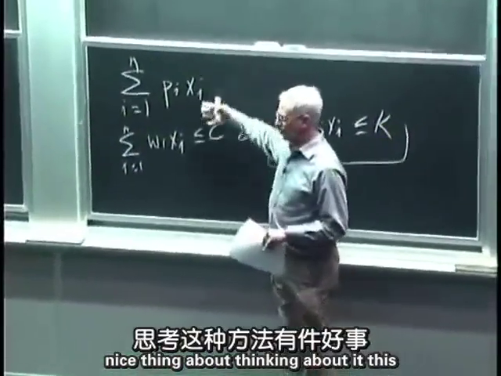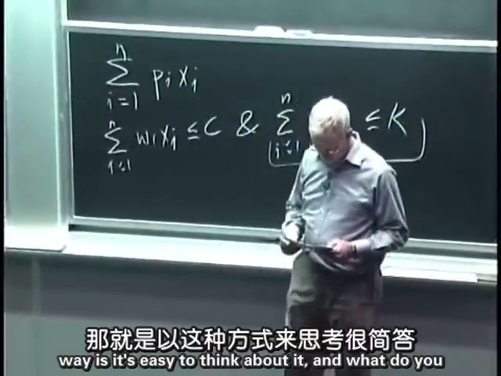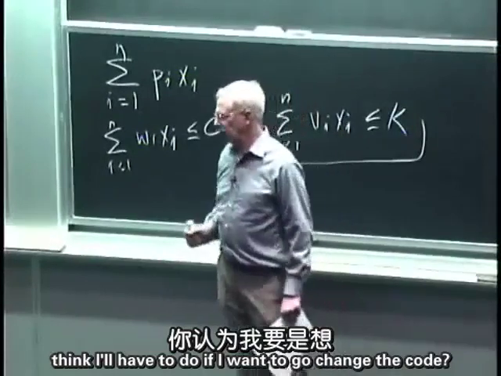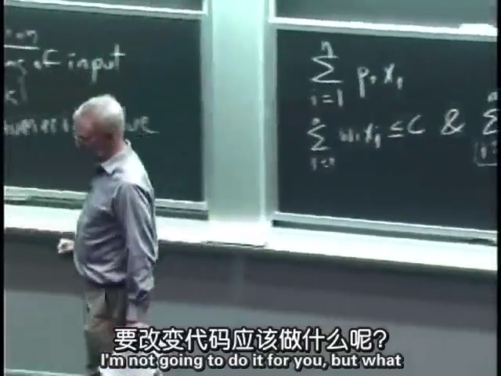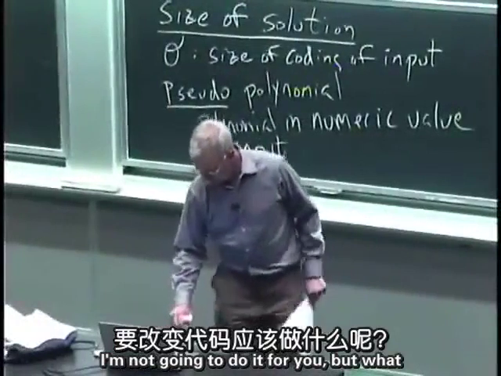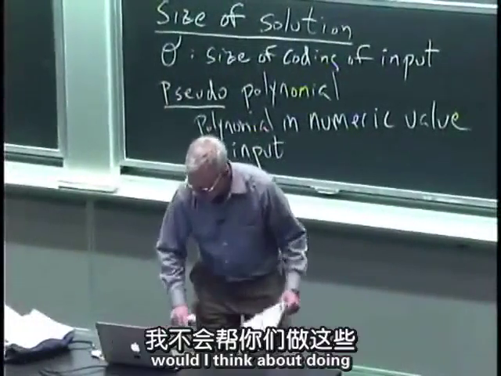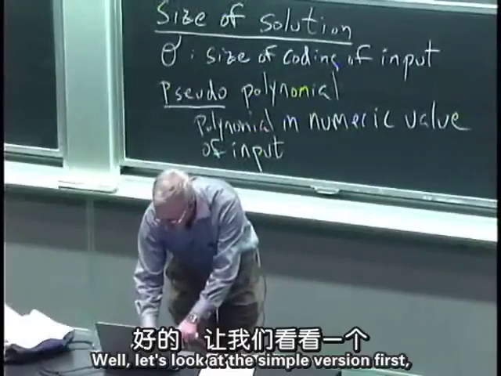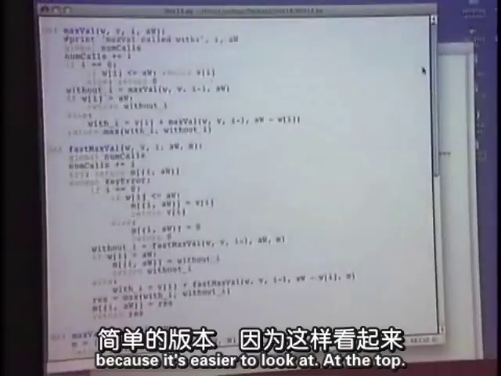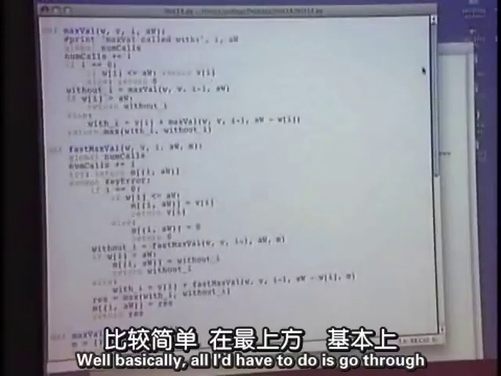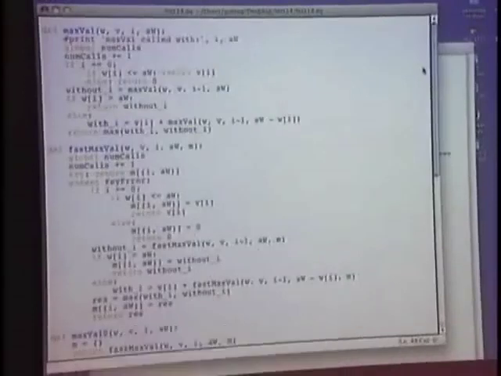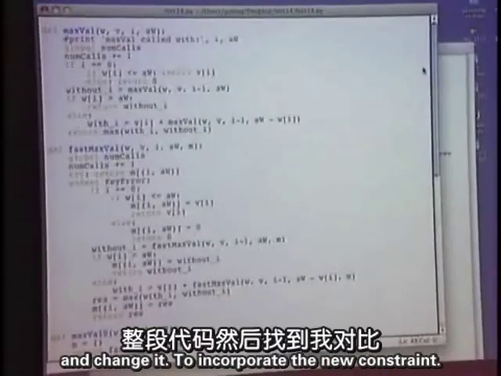Nice thing about thinking about it this way is it's easy to think about it. And what do you think I'll have to do if I want to go change the code? I'm not going to do it for you, but what would I think about doing when I change the code? Well, let's look at the simple version first, because it's easier to look at the top. Well, basically, all I'd have to do is go through and find every place I checked the constraint and change it to incorporate the new constraint.